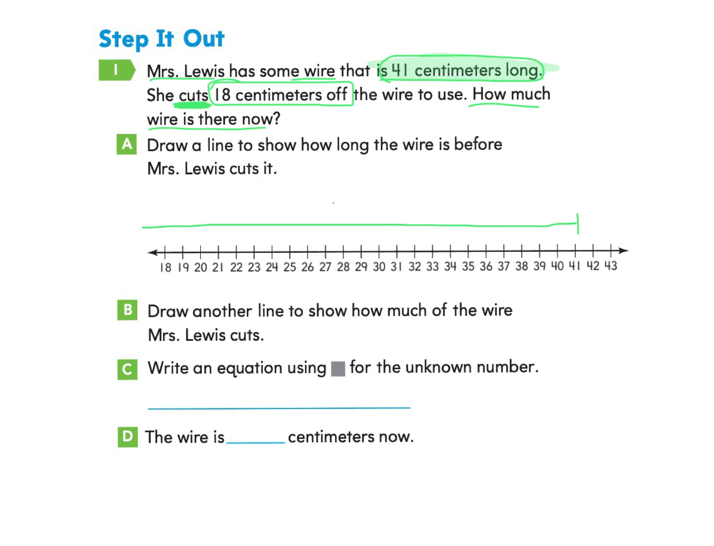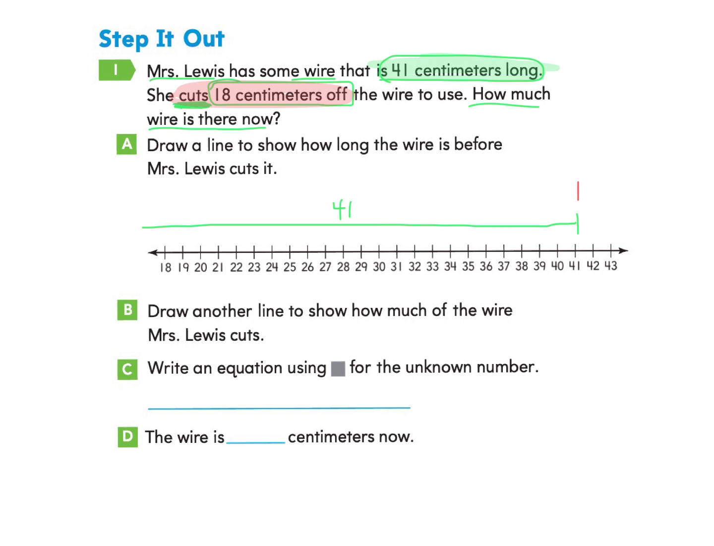We're just going to write the 41 right here to show the 41 centimeters of wire. Now it asks us to draw another line to show how much of the wire Miss Lewis cuts. Well, how much of the wire did Miss Lewis cut? She cut 18 centimeters. So we're going to start where we have the most of the wire here, and we're going to count backwards 18 spaces.